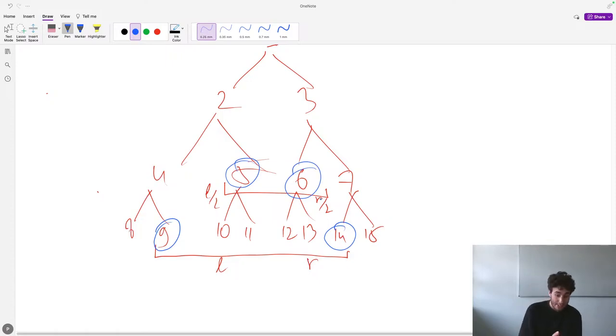Prerequisites, this time basically nothing, but merge sort tree, if you know it, that's great.